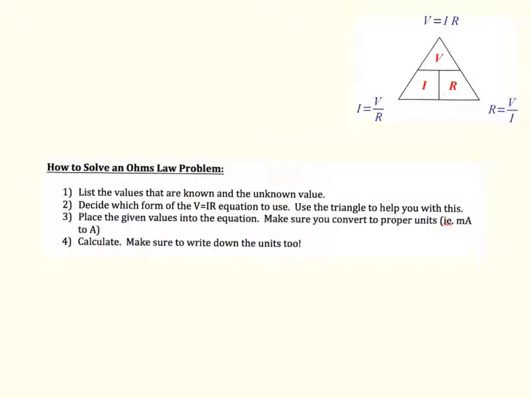So if your unknown is voltage, then you're going to use V equals IR. They would have given you a value for I, current, and a value for R, resistance. So you'll be able to plug them into the equation, multiply them, and come out with your voltage value. You place those values into the equation that you've chosen, and you calculate it. You need to make sure that your final answer includes units as well.